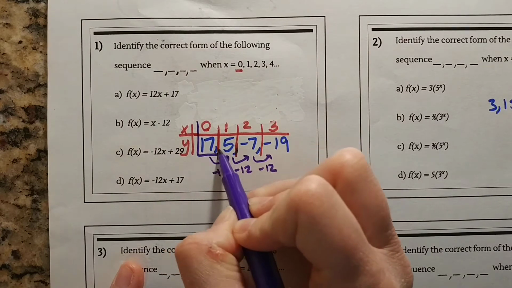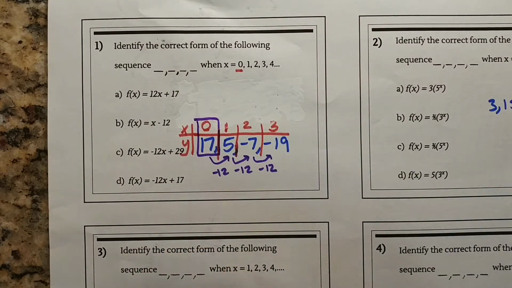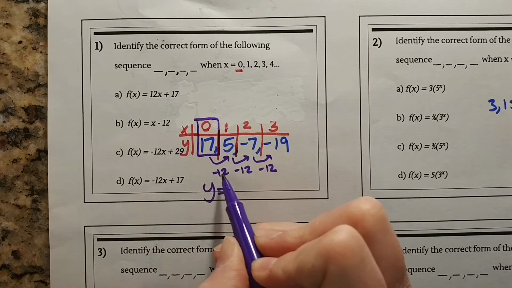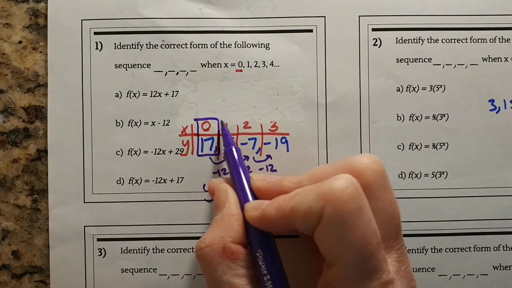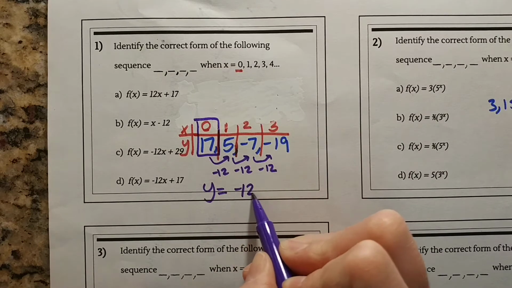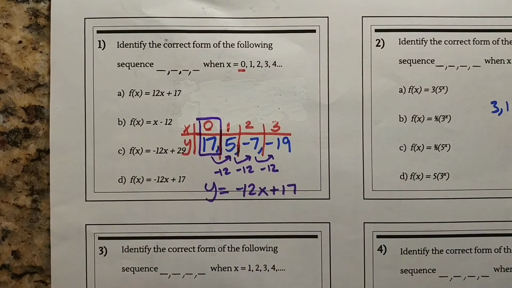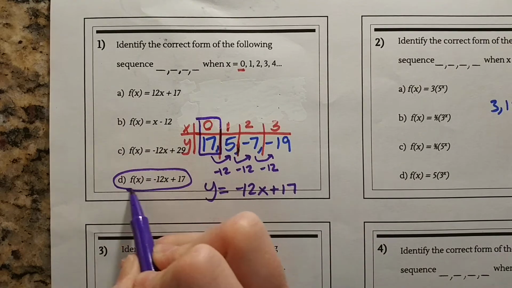So it looks like our function starts when x is 0. If we write the function rule, y equals negative 12 is our constant pattern. See, x is going up by 1, so negative 12 is our slope, and our intercept is 17. So this would be our equation, and it looks like that matches up with answer D.